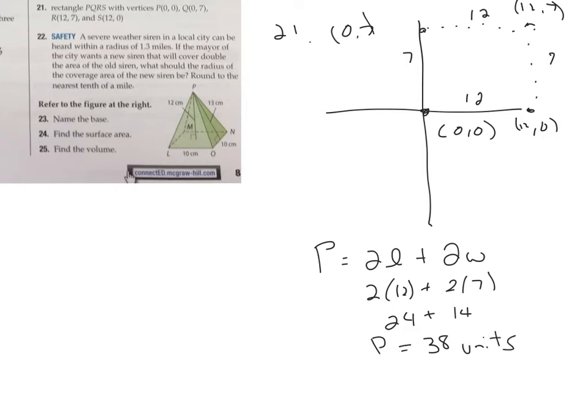You leave it as units as it doesn't tell us the units. If it was centimeters, you would say centimeters. But since it doesn't, just leave it units. Okay, with that one done, let's go ahead and do number 22. So let me just get rid of this one.